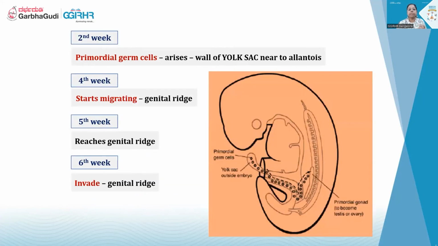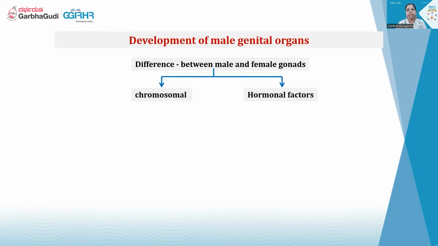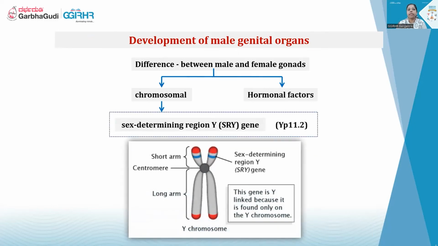The primordial germ cells arise at the wall of the yolk sac near the allantois. They start migrating from the 4th week, reach by the 5th week, and invade the genital ridge by the 6th week. How does the differentiation happen between male and female gonads? By 2 factors: one is chromosomal, the second is hormonal.